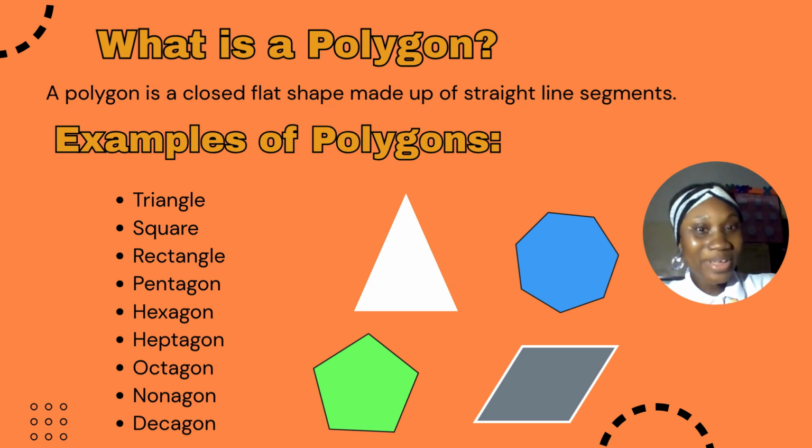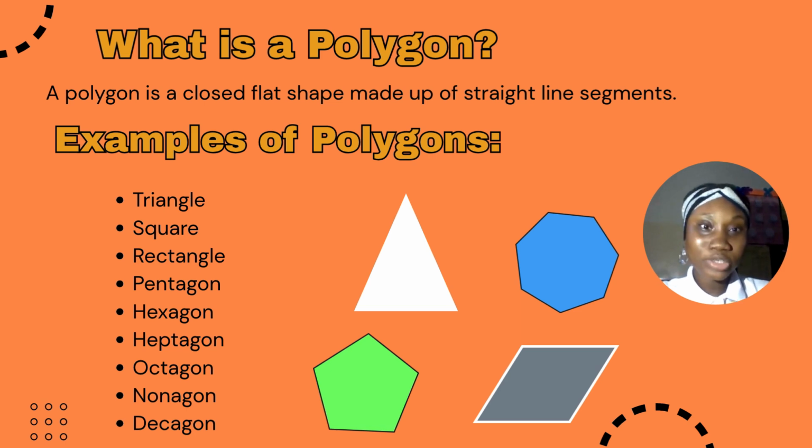Let's sing it. Polygons, polygons, shapes with many sides. Polygons, polygons, shapes with many sides. Poly means many, gon means size. So polygons, polygons, shapes with many sides. Triangle, three sides. Quadrilateral, four sides. Pentagons, five sides. Hexagon, six sides. Heptagon, seven sides. Octagon, eight sides. Nonagon, nine sides. And decagon, 10 sides. Polygon, polygon, shapes with many sides.